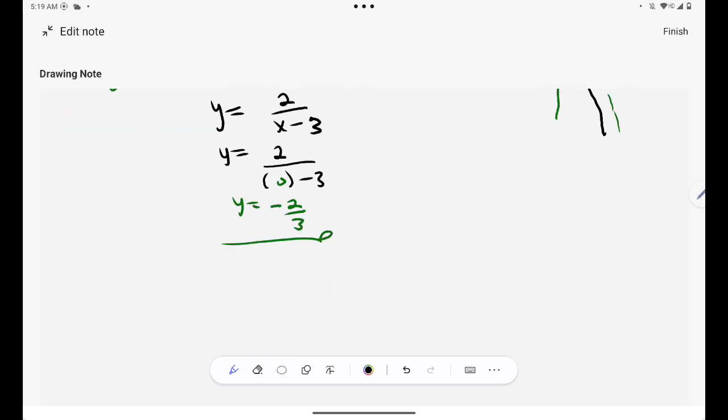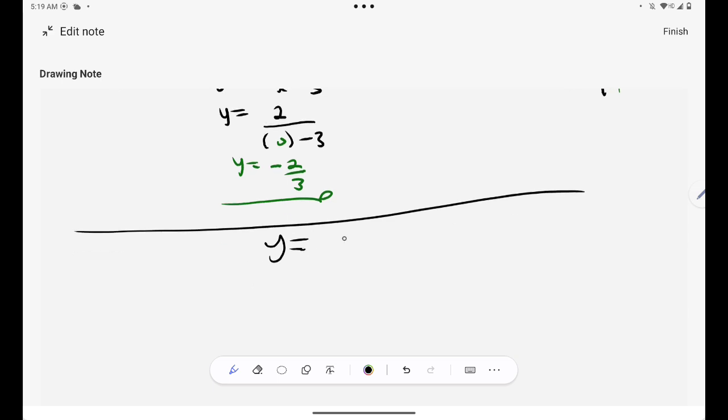Please pause the video and try to do this one on your own, then come back and join us, and then we'll do it together. Y is equal to negative 2 over x plus 3.